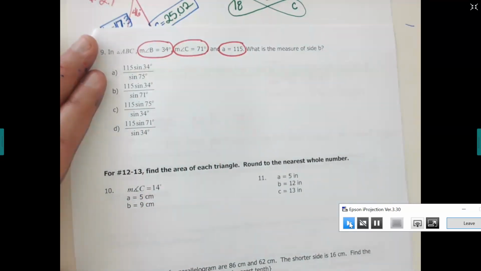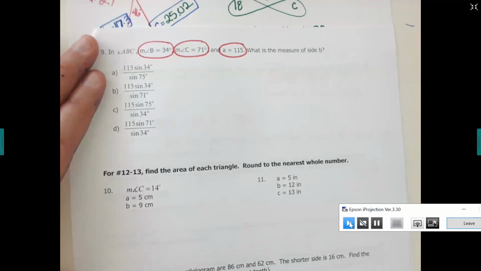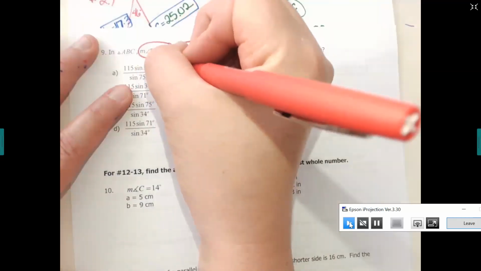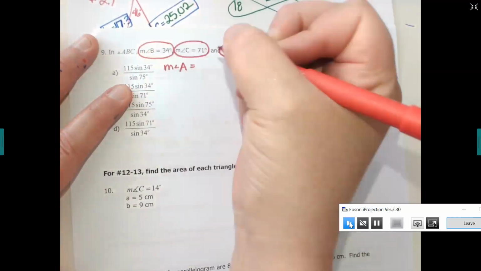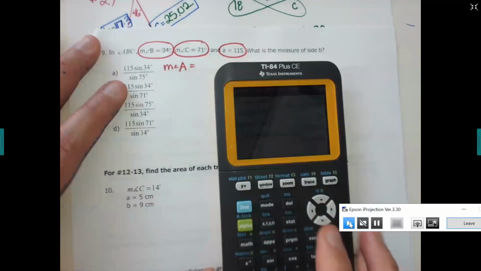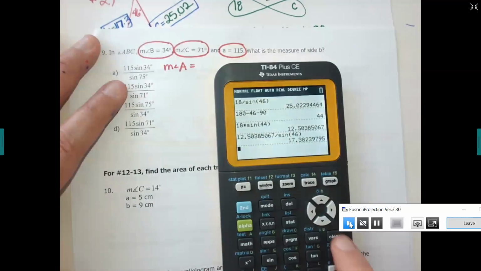All 3, which means, do you have a match in number 9? Yeah. Because you can easily find what capital A is. They didn't give it to you, but you can find it, no problem. So let's find capital A using the 180 minus the other 2 angles. Tell me how big A is going to be.